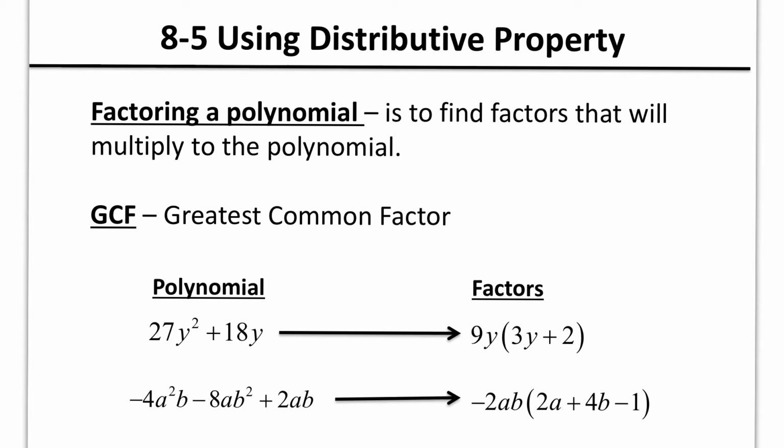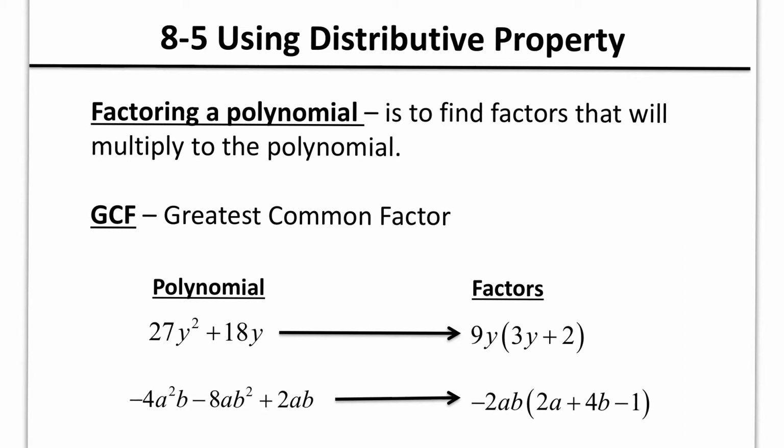Now, what do we need in order to factor polynomials? One thing that we need is the GCF, which means the greatest common factor. You already know what the greatest common factor is, and this is going back to the old days in elementary. You need to find the biggest number that is a factor of the numbers in the polynomial. So I'll do an example right now of how to find the greatest common factor.